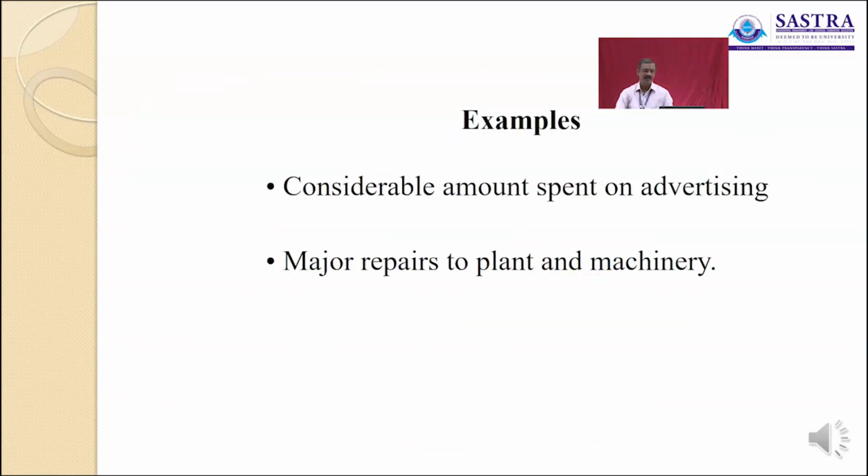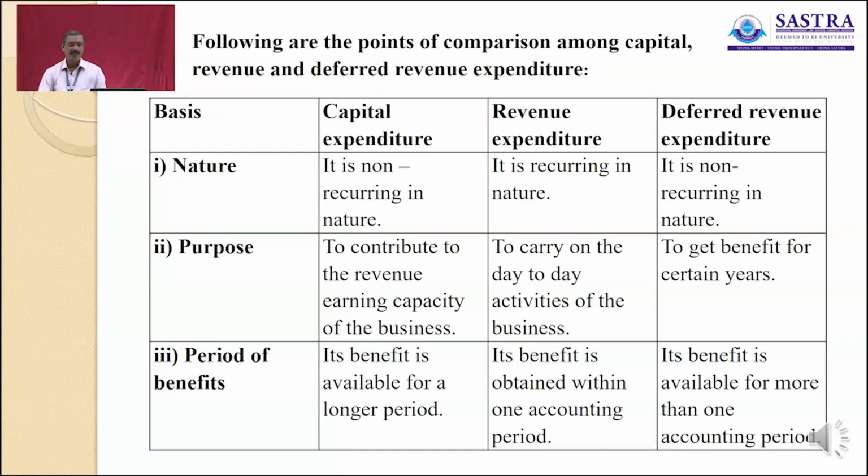The examples for such expenditure are a considerable amount spent on advertising and major repairs on plant and machinery. The following are the points of comparison among capital, revenue and deferred revenue expenditure. First of all, the basis is nature. See, nature-based comparison. The nature of the capital expenditure is non-recurring, or non-regular, irregular.